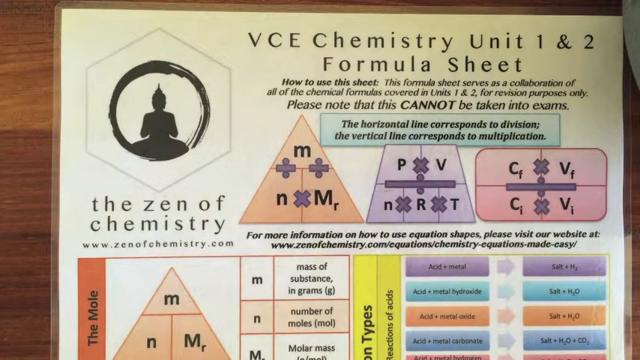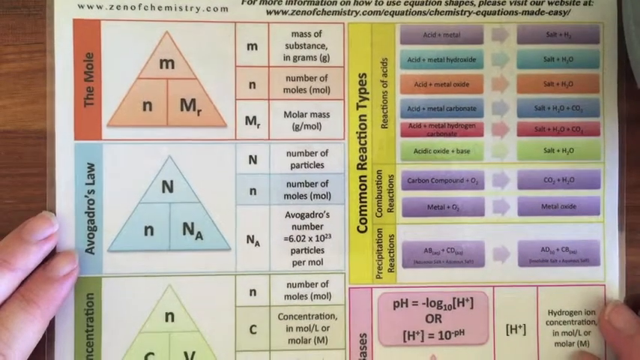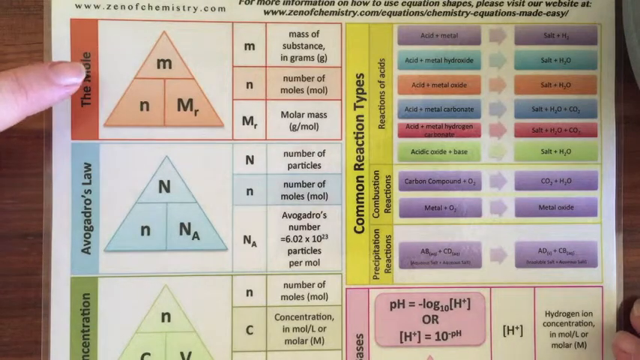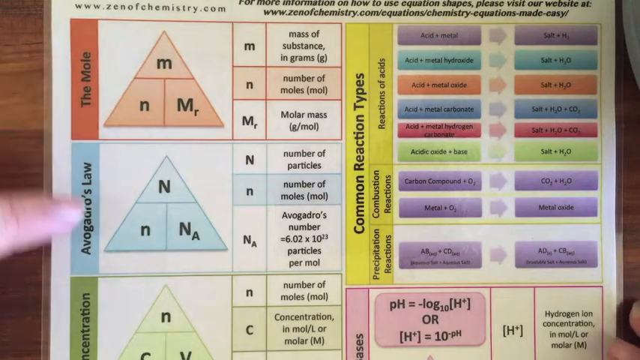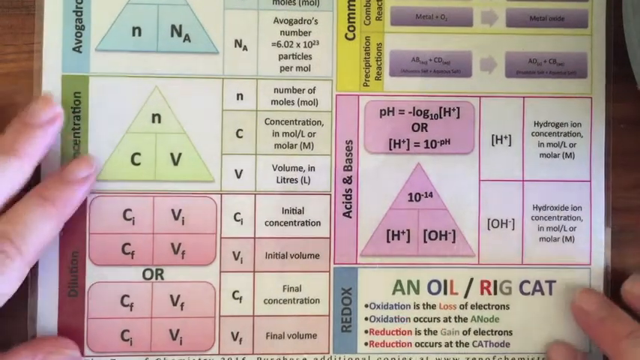We've got a video on that as well. But we scoot down, let's just have a quick look. So we have some equation triangles on the left hand side here. We've got one for the mole, we've got Avogadro's law, we've got two for concentration.